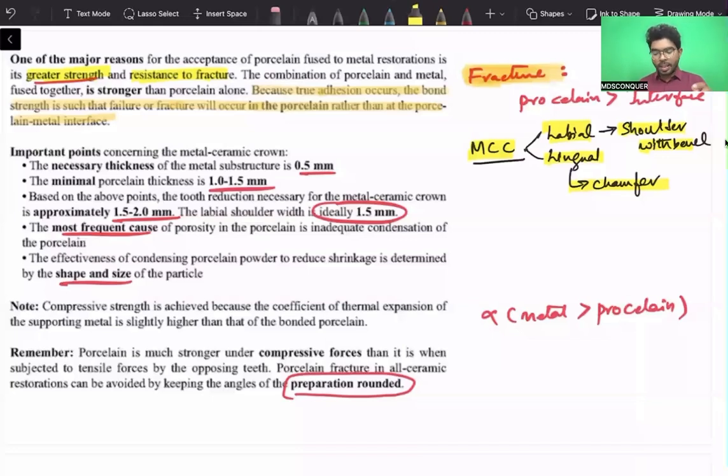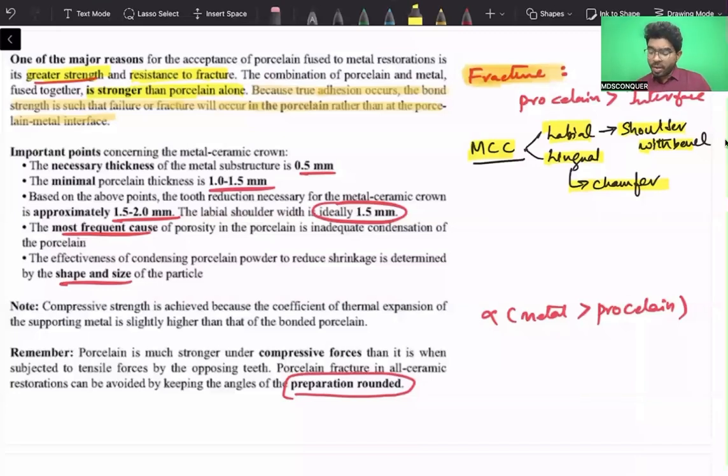The combination of porcelain and the metal fused together is stronger than the porcelain alone, because porcelain is weak. Here it is stronger. And whenever a failure happens, the bond between the porcelain and metal is so strong that the failure mostly occurs in the porcelain only rather than at the porcelain-metal interface. Okay, so those are the important points.